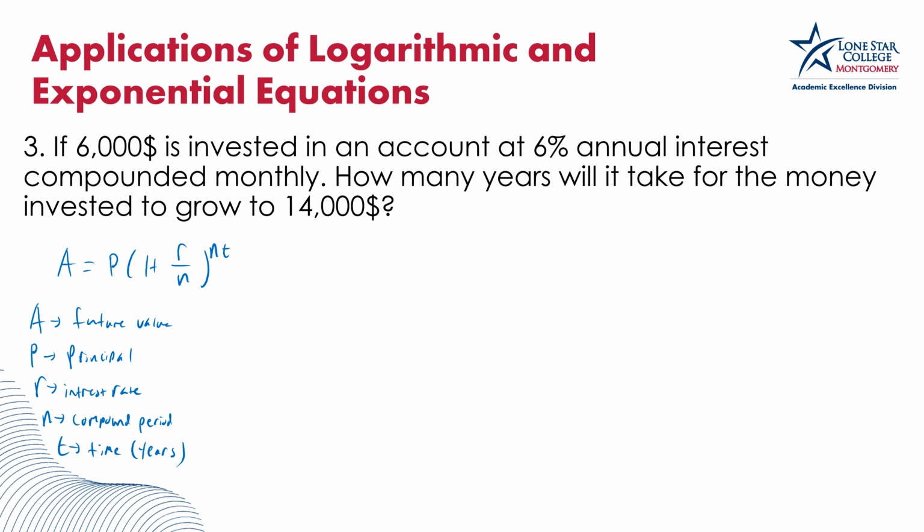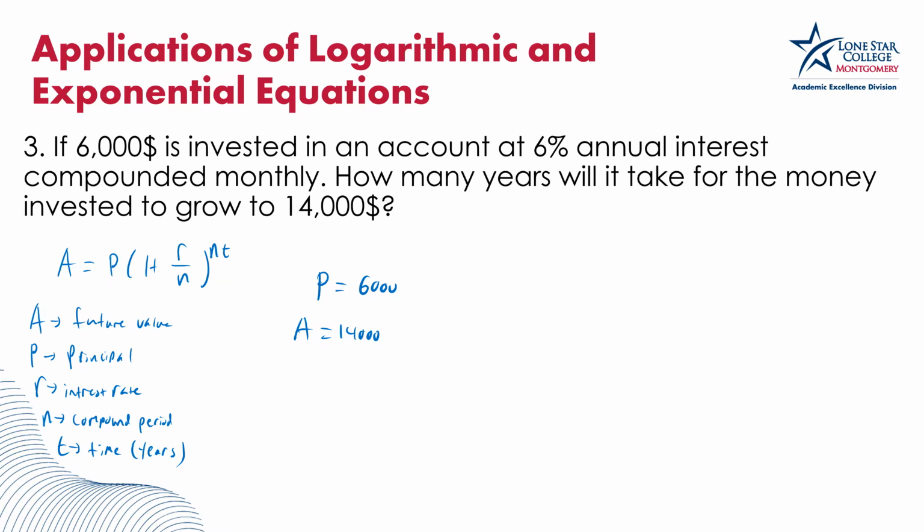So we look at this question here. If $6,000 is invested in an account at 6% annual interest, compounded monthly, how many years will it take for the money invested to grow to $14,000? So we're trying to grow the money. We're putting in initially $6,000. So right away we can say that our principal is 6,000, and we want it to grow to 14,000. That means in the future, the value will be 14,000. So we can call that our A.